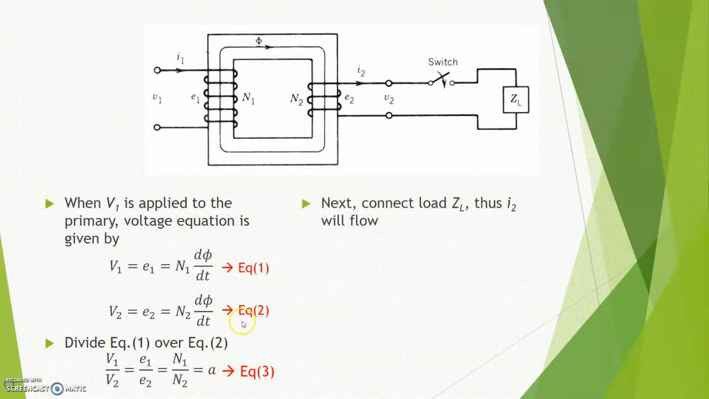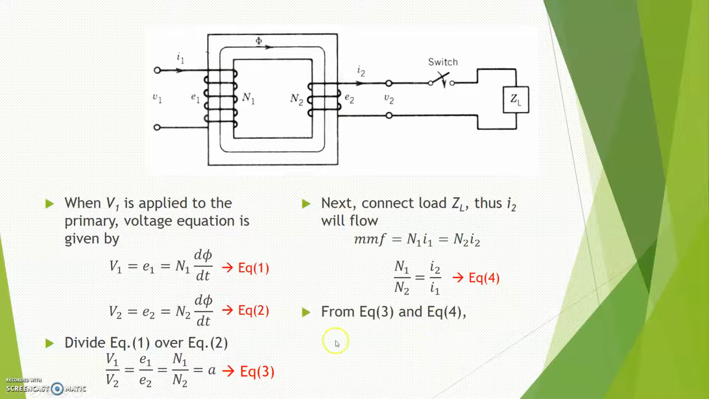Next, we connect the load ZL to the secondary winding by closing the switch. Thus, it will cause I2 to flow through the secondary winding, and consequently the MMF will be induced, where the MMF is equal to N1 multiplied by I1 equal to N2 multiplied by I2. You can rearrange this equation so that you have N1 divided by N2 equal to I2 divided by I1. We consider this as equation number 4.